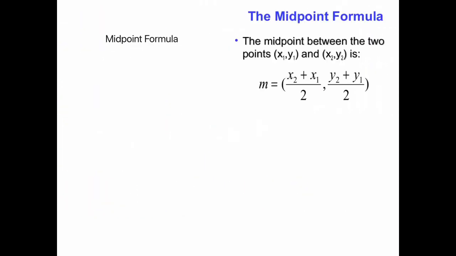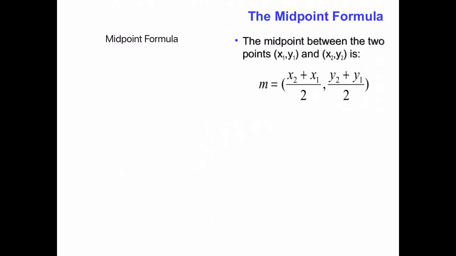The next formula is midpoint formula. Remember, the midpoint is the point in the middle between the two ends. And there is a formula here on the screen for you. X sub 2 plus x sub 1 divided by 2 will give you the x coordinate. Y sub 2 plus y sub 1 divided by 2 will give you the y coordinate.